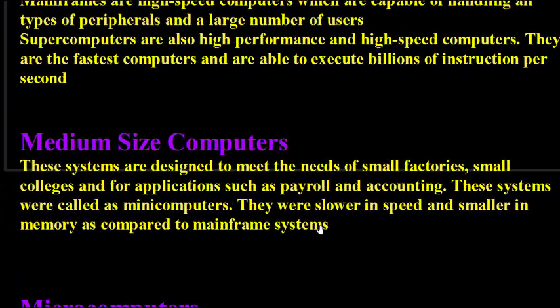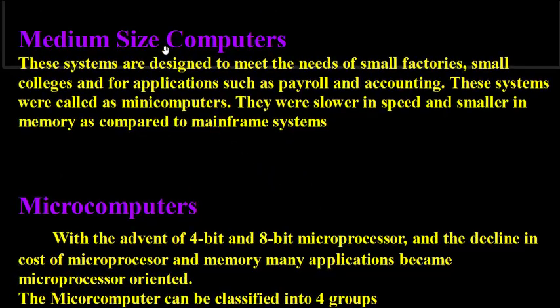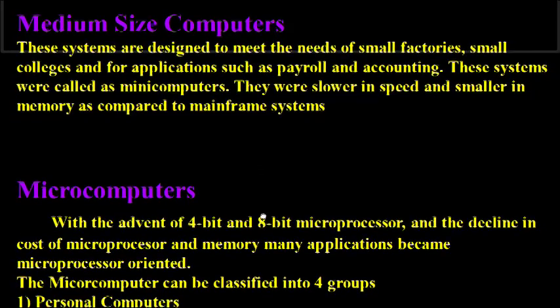Next we have the medium sized computers. These medium sized computers were designed to meet the needs of small factories, small colleges, and for applications such as accounting and payroll. They were also called minicomputers. The speed of these medium sized computers was less as compared to mainframe systems, and they had less memory as compared to the mainframe systems. Mainframes were very expensive, and medium sized computers were less expensive.